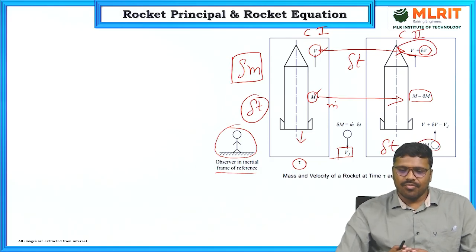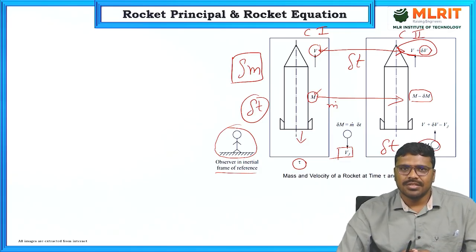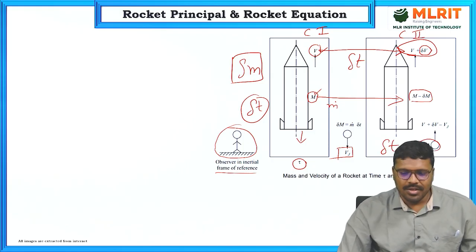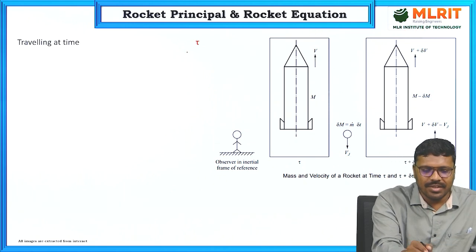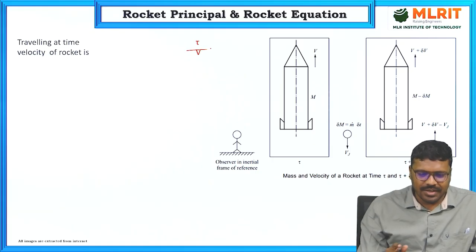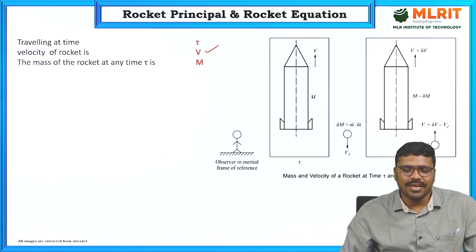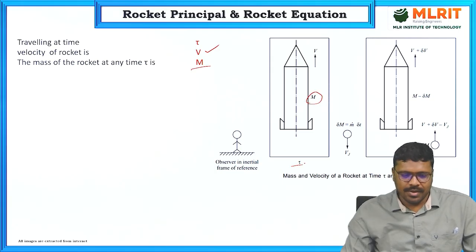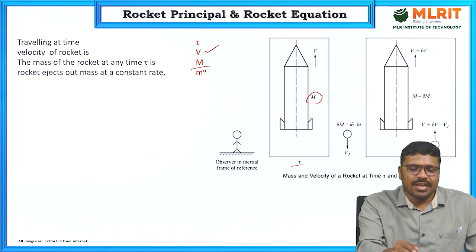So now we are going to calculate the total velocity gained by the rocket. How much velocity the rocket is going to gain from the initial to the exit, the end of the operation. That is our purpose here. So consider the rocket traveling at time t, and the velocity of the rocket at time t is capital V. Next, the mass of the rocket at any time t is given by M. And the rocket ejects out mass at a constant rate, that is m dot.